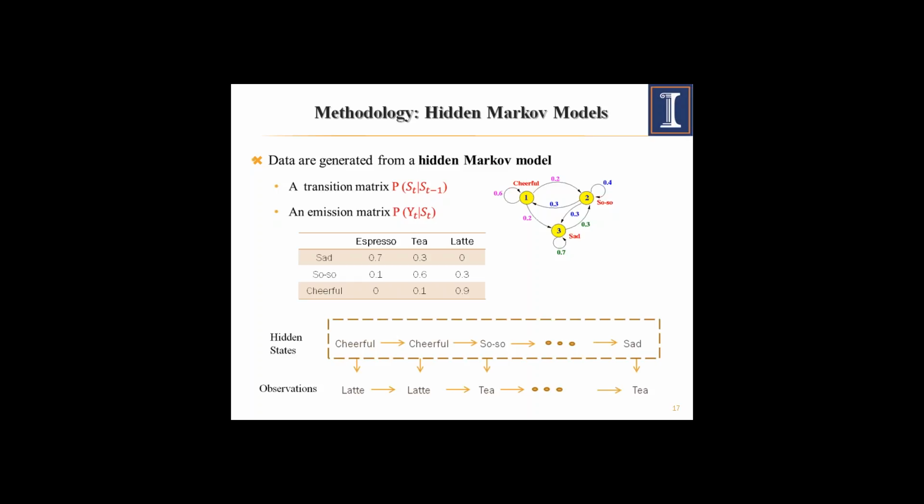you don't know what is the mood of someone, but you know that if he is sad, he will drink espresso by 70% chance, and he will drink tea by 30% chance. So this is something that you observe. Although you don't know his mood, based on this observation, you can make some guesses. So the states are hidden, but you have this observation.